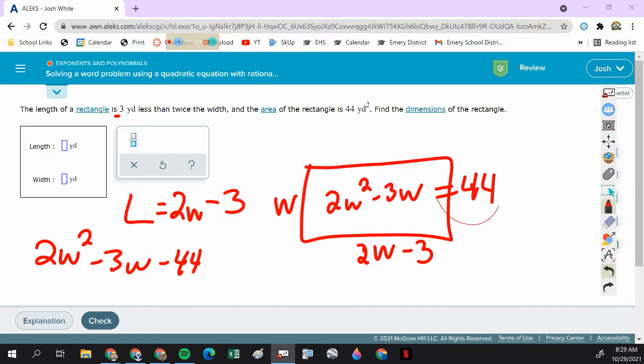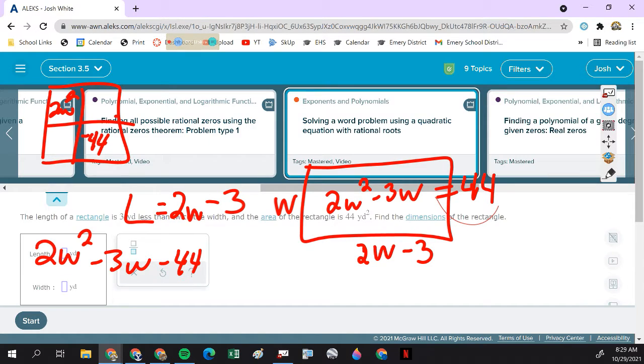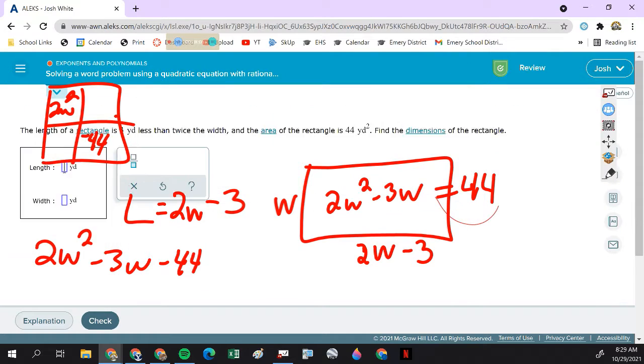You can factor it, or you can use the quadratic formula. Let's try factoring it. So 2W squared and -44. I actually know that it's going to factor. How do I know that? Any idea how I know it's going to factor? Look at the title of this topic: Solving a word problem using a quadratic equation with rational roots. What are rational numbers? Fractions. So if I know the answer is a fraction, then I know it's factorable.